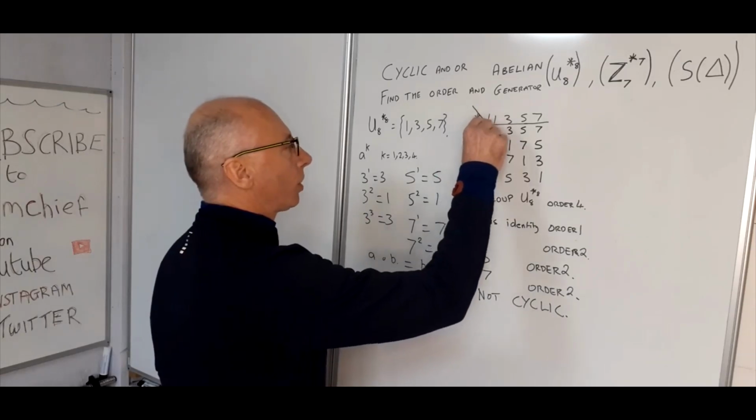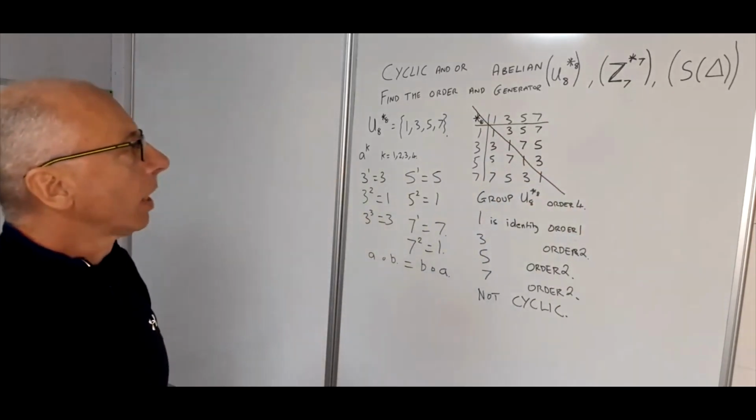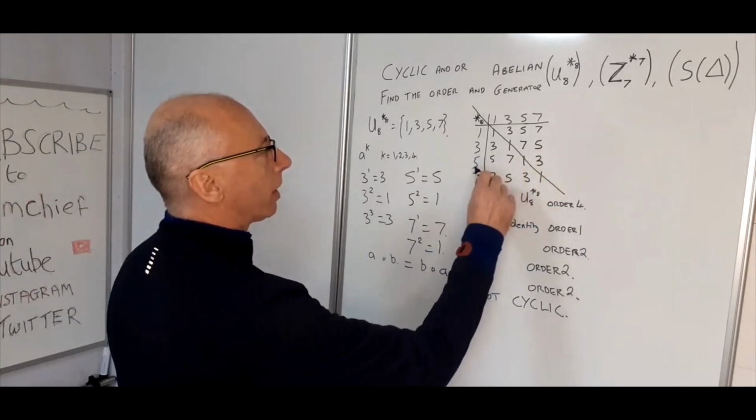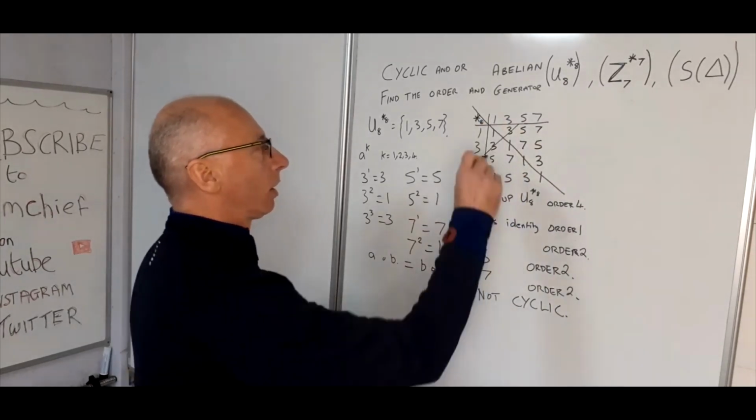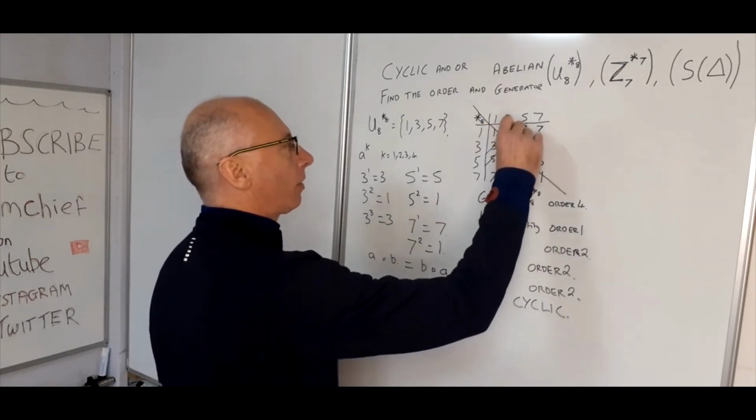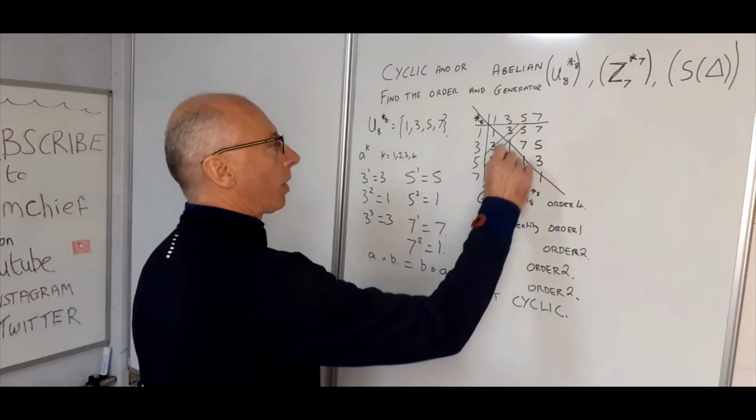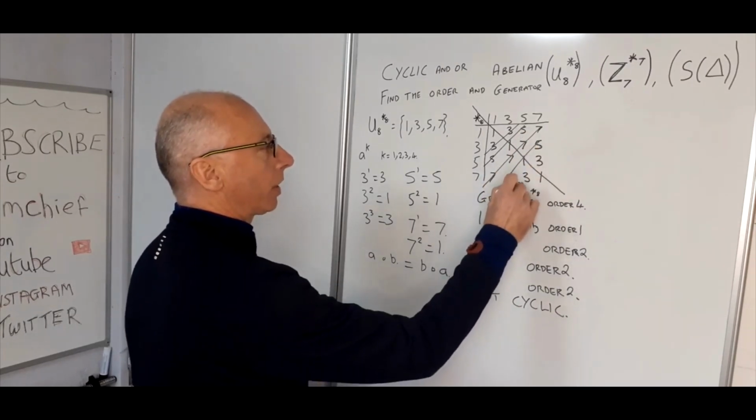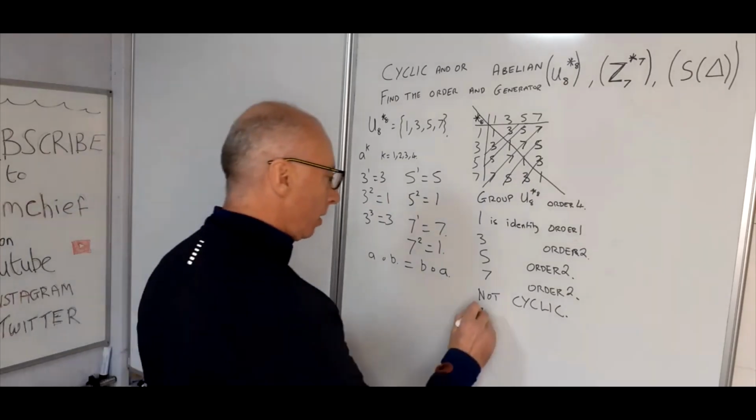Now there's another way we can do this. We can just draw a diagonal line down the centre there, and we see if the table is reflected. So 3 and 3, that's good. 5 and 5, that's reflected. Now we've got 4 7s here, so they're all reflected. The 5 and the 5, they're reflected, and then the 3 and the 3 are reflected. So what we can say is that this group is abelian.